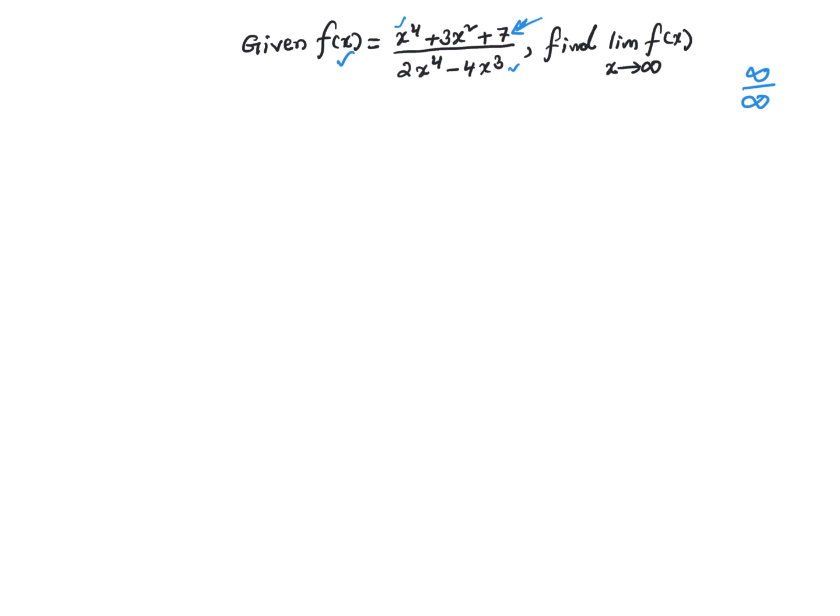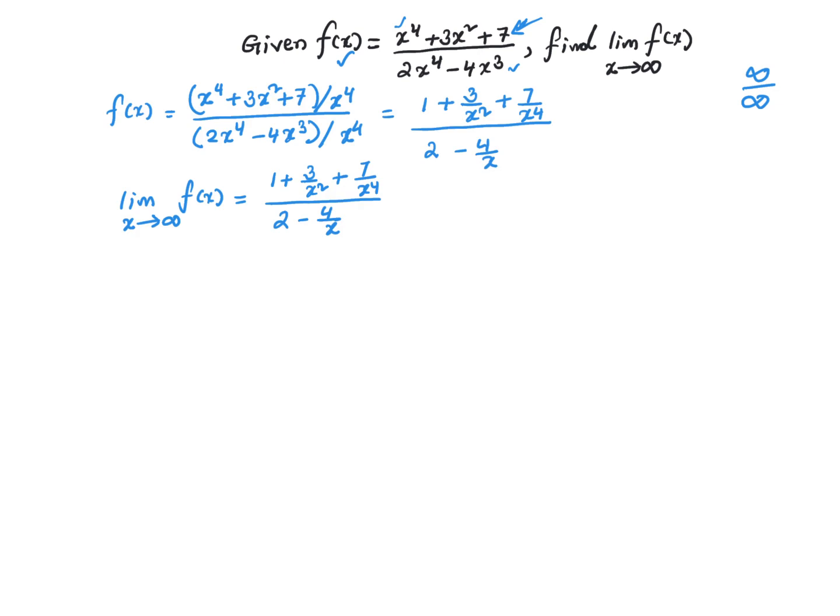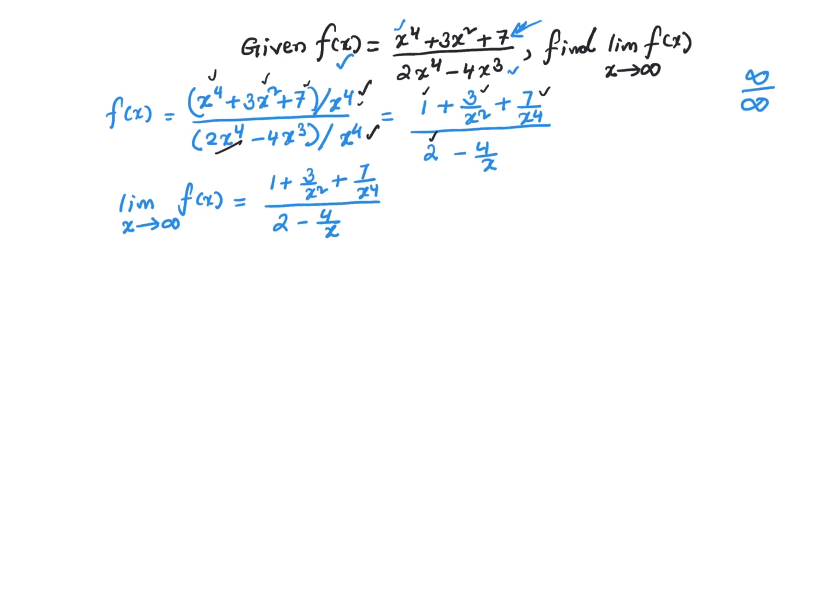Let's go ahead and do the division. If I divide it, this is what I get. So let's clarify what it is. Dividing the numerator and the denominator by x to the power 4, x to the power 4 divided by x to the power 4 is 1. 3x squared divided by x to the power 4 is 3 over x squared, and 7 divided by x to the power 4 is 7 over x to the power 4. And in the denominator, 2x to the power 4 divided by x to the power 4 is 2, and minus 4x cubed divided by x to the power 4 is minus 4 over x.